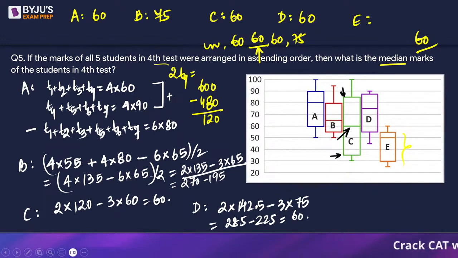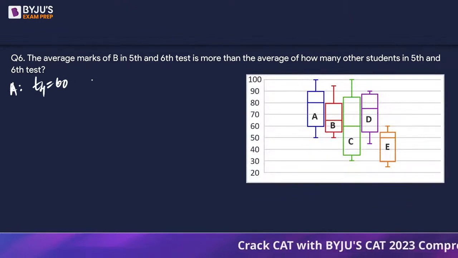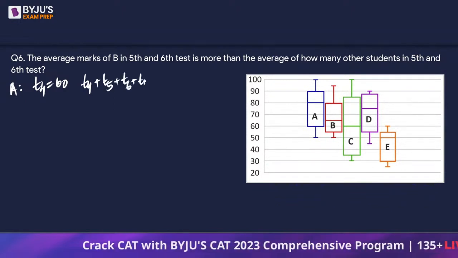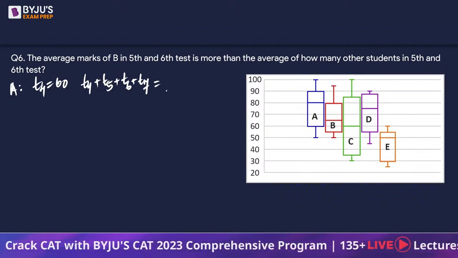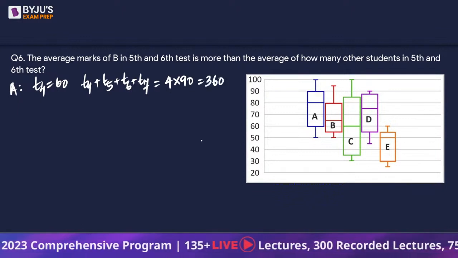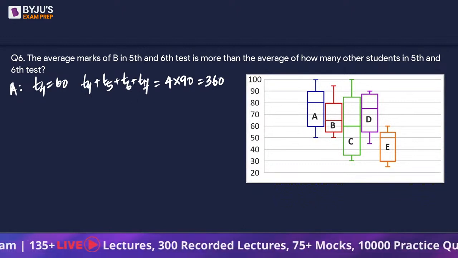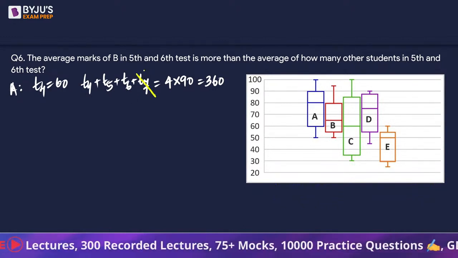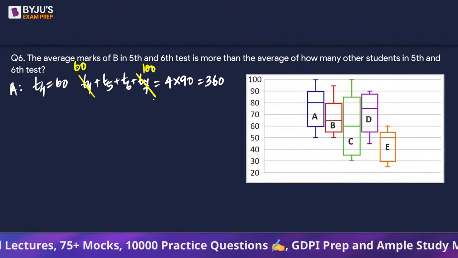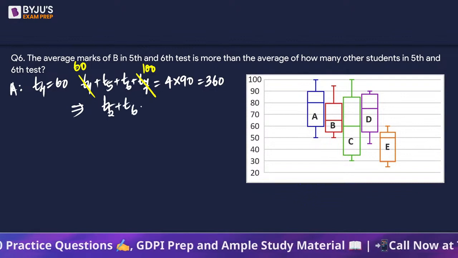4th test का marks A का 60 है ना? And we also know that the sum of the last के 4 tests का marks is going to be 4 into 90, which is 360. And we also know that 100 is the value of T7. T4 की value हमें पता है 60 है. So from here, can we say that we can get this sum of the marks obtained in the test 5 and 6?